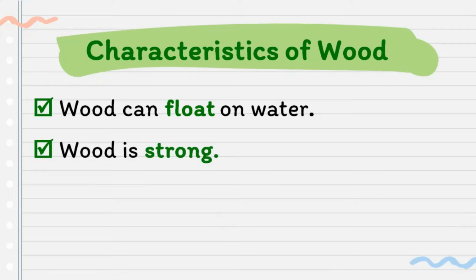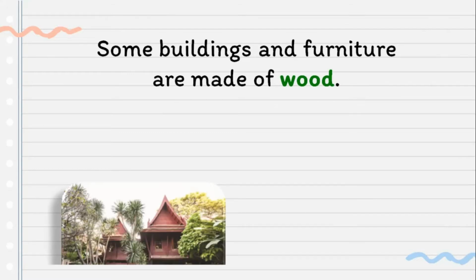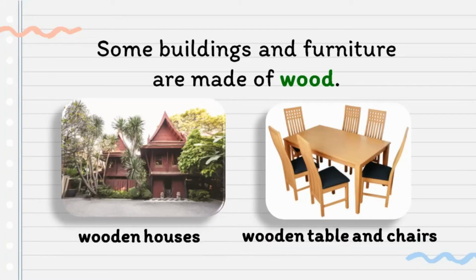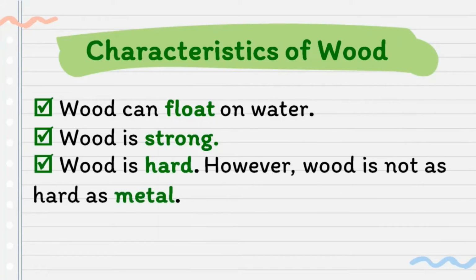Number 2. Wood is strong. Some buildings and furniture are made of wood, like wooden houses and wooden tables and chairs. Number 3. Wood is hard. However, wood is not as hard as metal.